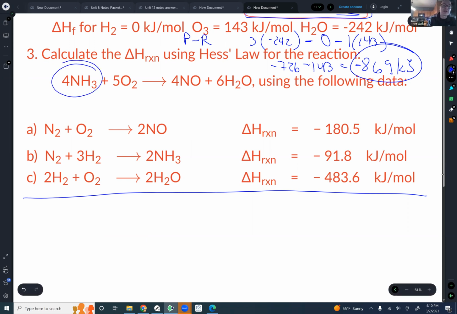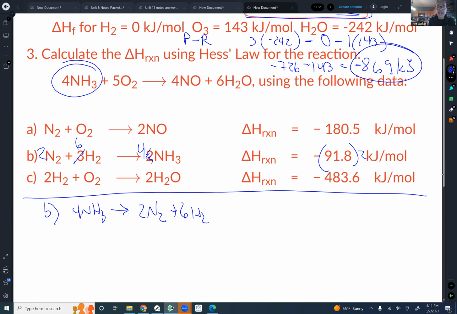So let's start with 4 NH3s. In which reaction do you see those? I see those in B, but I see them on the wrong side with the wrong amount. So I'm going to multiply everything by 2. Now it's with the correct amounts, so I got to multiply my heat by 2, but I've also got to reverse this. So B is now going to be 4 NH3s producing 2 N2s plus 6 H2s. And that heat that goes with it, the heat of reaction for that part, is going to be positive 91.8 times 2.